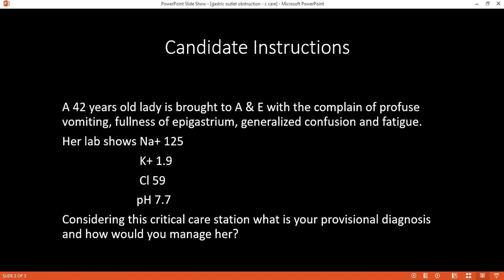Yeah, I would manage this patient in the HDU. I would monitor the patient with blood pressure, urine output and pulse, and insert a central line. Who would you involve in the management of this patient?